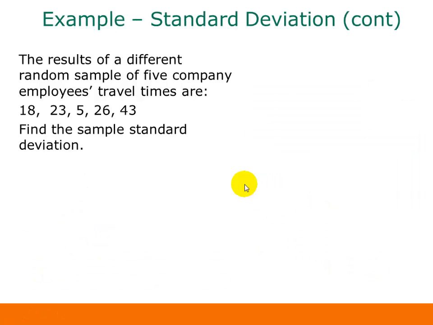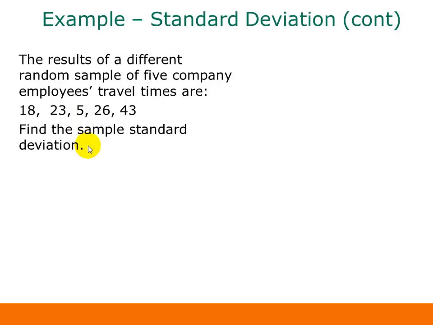Now we'll look at another example. This came from a different random sample of 5 company employees' travel times, and notice that some of the values are the same. But here, instead of a 23, we now have a 5, and here, instead of a 28, we have a 43. So this set of data has much more varied values than the other one did.